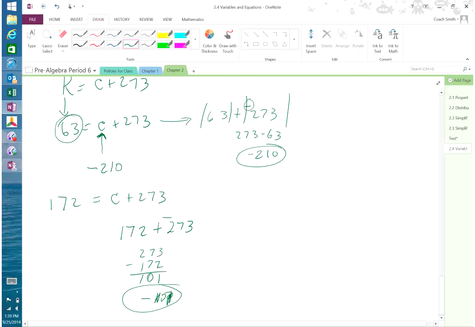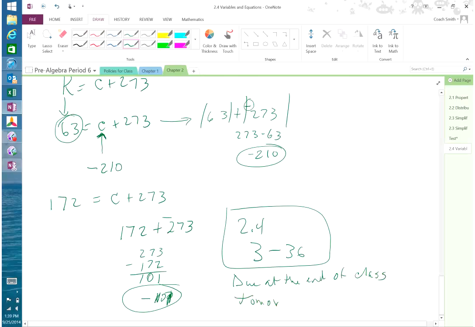All right. Here's what we're doing for homework. We're going to go ahead and start on it right now, but you'll have the rest of class tomorrow to finish it. We'll grade it at the end of class tomorrow. This is 2.4. You're going to do 3 through 36. This is due at the end of class tomorrow. So you'll have the 10 minutes we've got left in this class and then all of class tomorrow to finish it. So go ahead and get started working on it. Yep. No, you need to do your test.